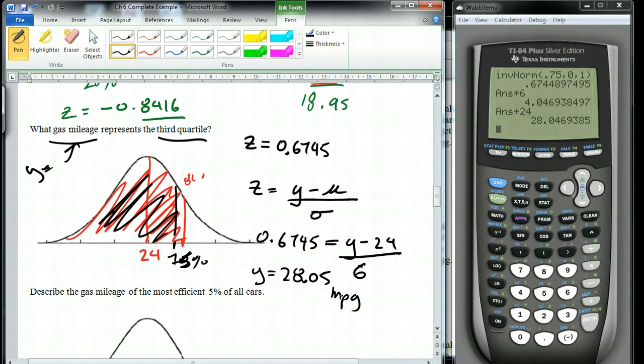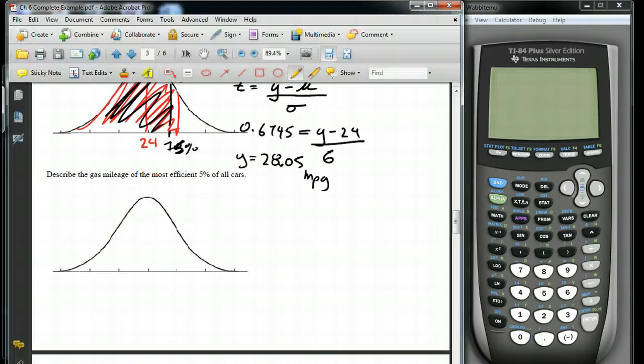Okay, so the full answer here, according to our normal model, the 75th percentile or the third quartile is represented by 28.05 miles per gallon. Okay, I converted this to a PDF. I'm hoping this might be a little bit better for my pen recognition here.